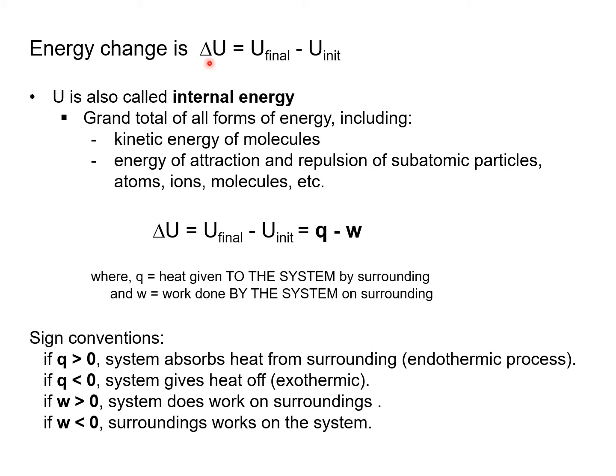And the energy change can be written as the energy of the final state minus the energy of the initial state. It also can be written as Q minus W, heat minus work. And here are different conventions that we already covered. The heat was related to endothermic or exothermic processes, as opposed to work, which is energy exchanged between the surroundings and the system.